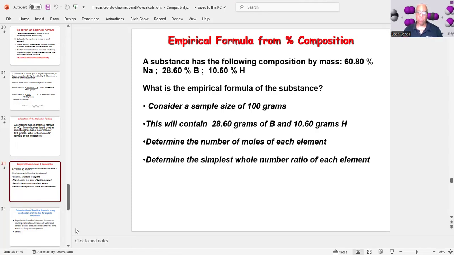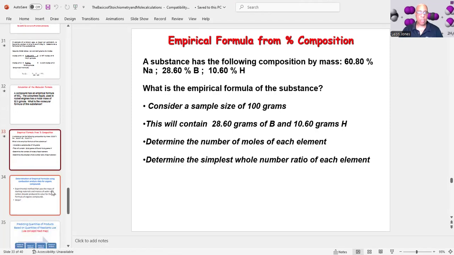Well, we consider a sample size of 100 grams. So this will be 28.60 grams of boron and 10.60 grams of hydrogen. So determine the numbers of moles in each element. Determine the simplest whole ratio of each element.